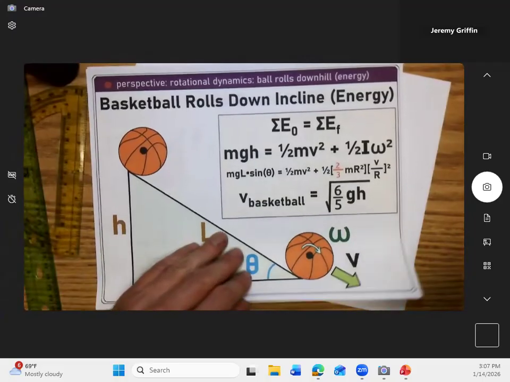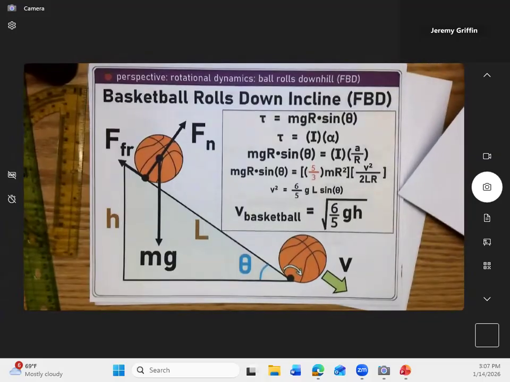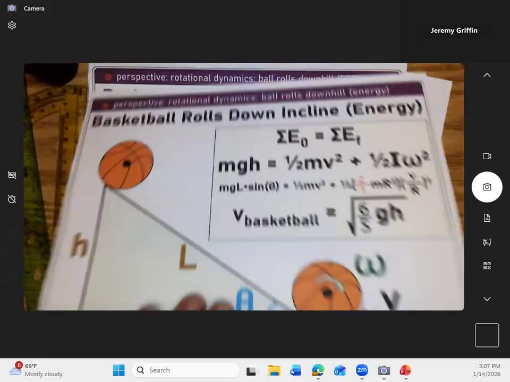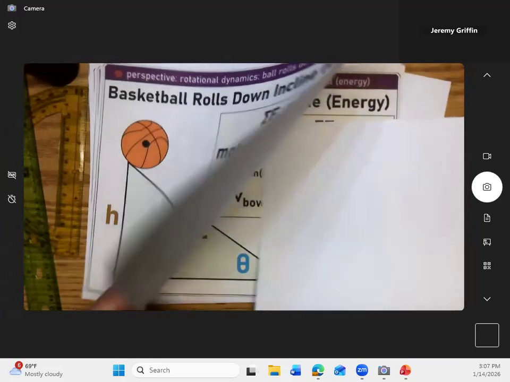Okay. There's another method. You can go through torque. You have to consider the parallel axis theorem. It's a little trickier, but it does lead to the same answer. All right. And what I want to do with you guys now is let's do a solid ball.